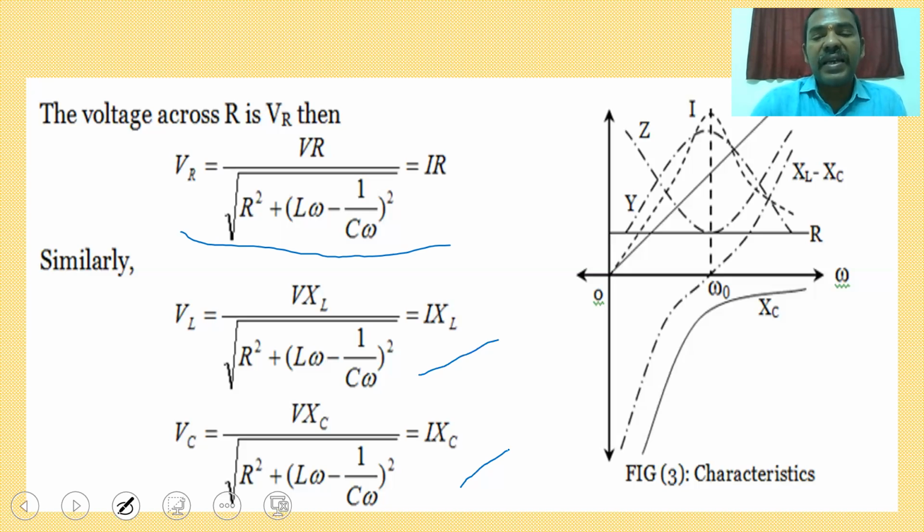So the characteristic diagram for the RLC series circuit will be like this. Here, under resonance condition, Z is pure resistance. That means resistance never depends upon the frequency, so it is a constant line parallel to the x-axis. The x-axis we have taken as omega. With respect to omega, the resistance is always a parallel line with some magnitude of R ohms.